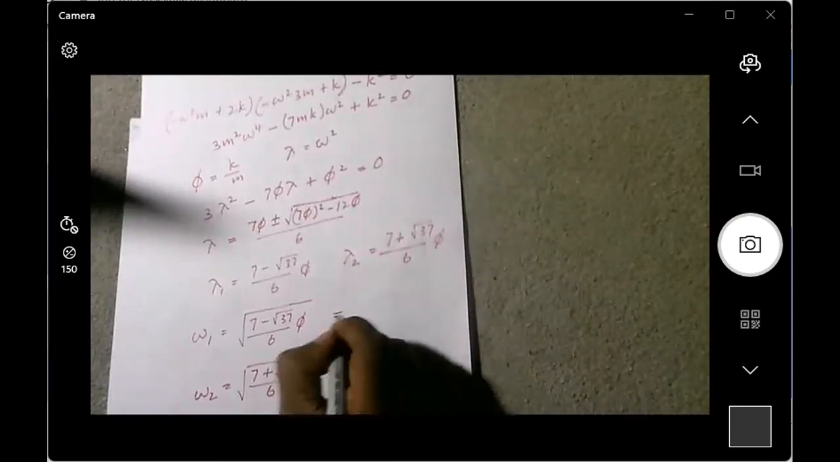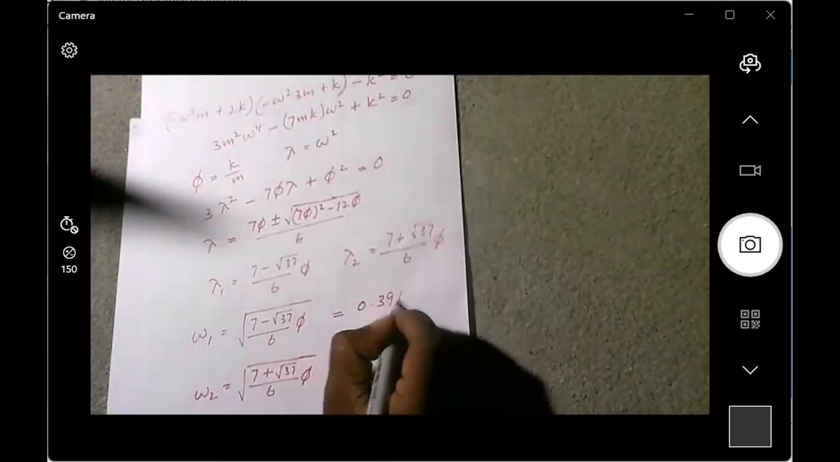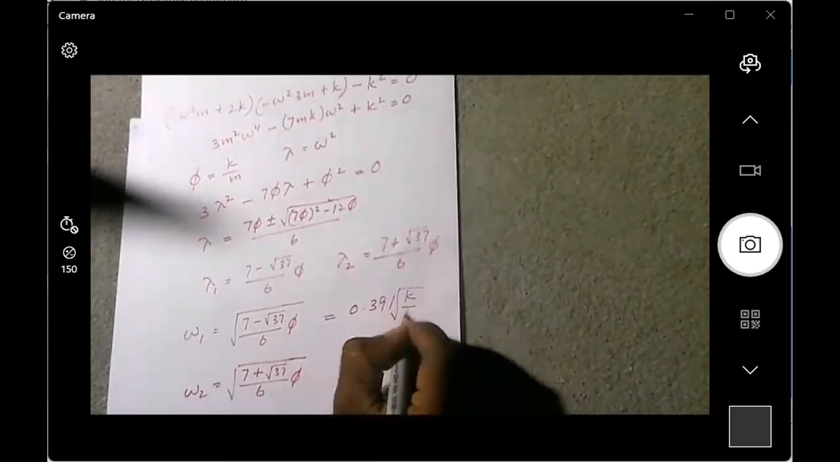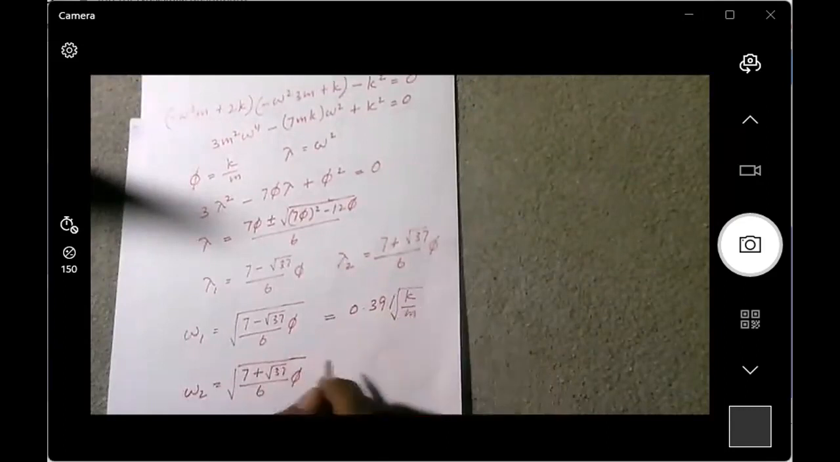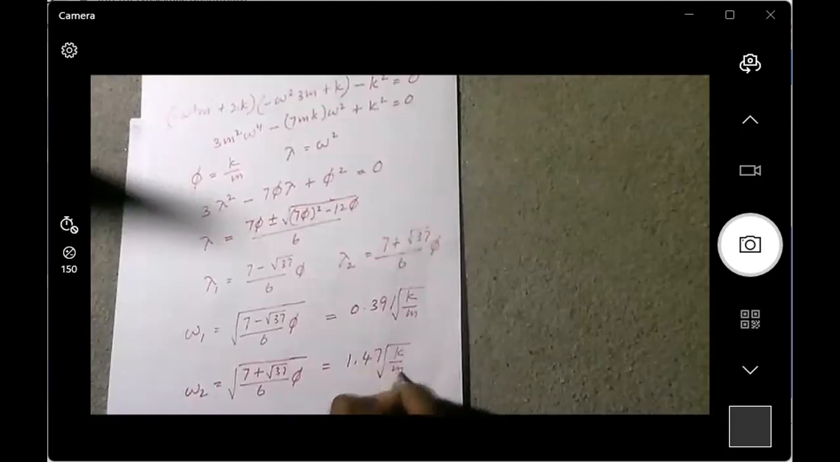So from here, check whether these are correct. This is what I got. And this one, 1.47 square root k over m. So now we have the natural frequencies, and you can see there are two natural frequencies, right?